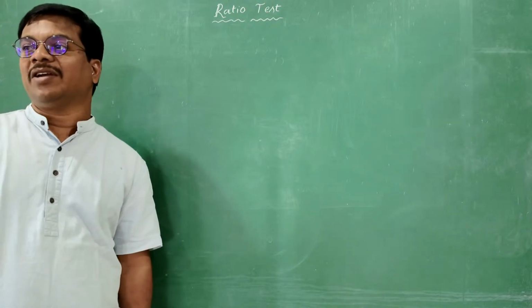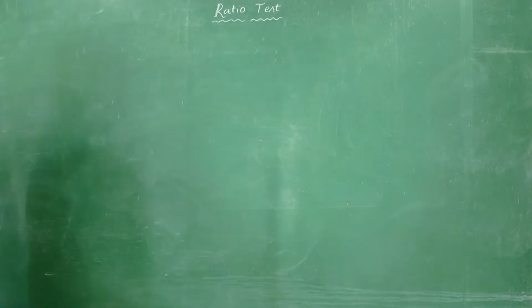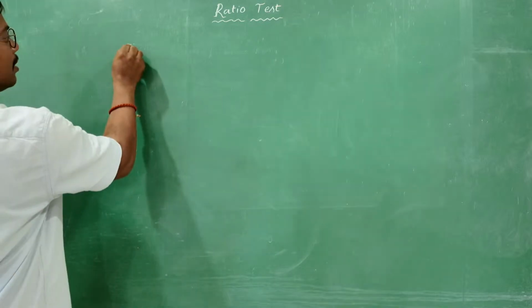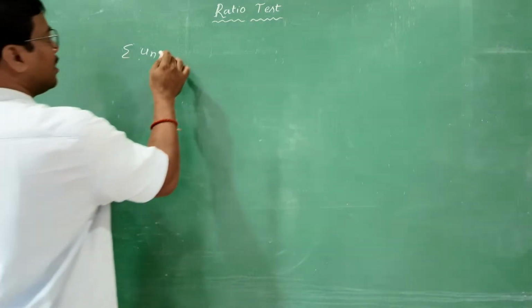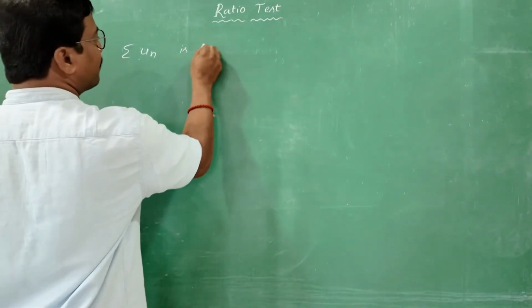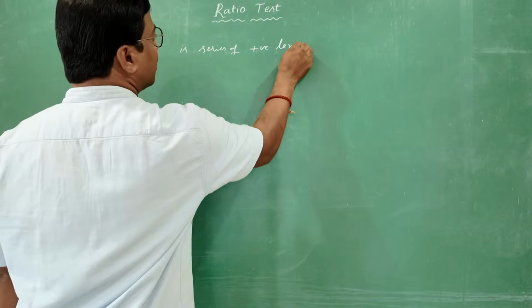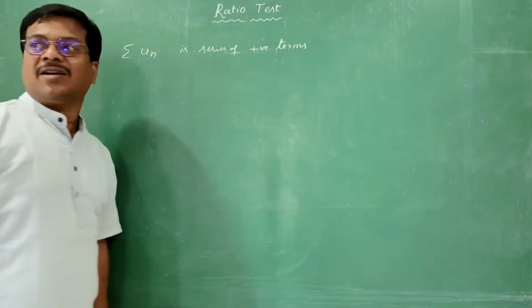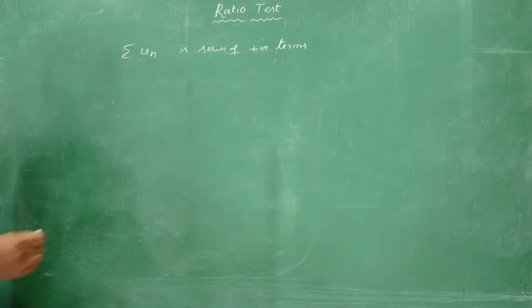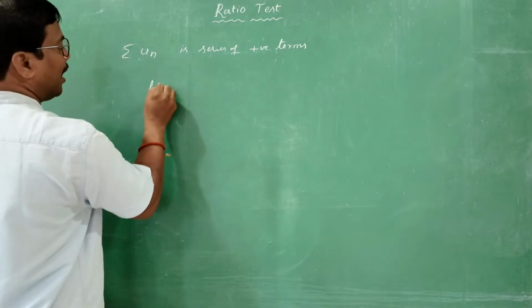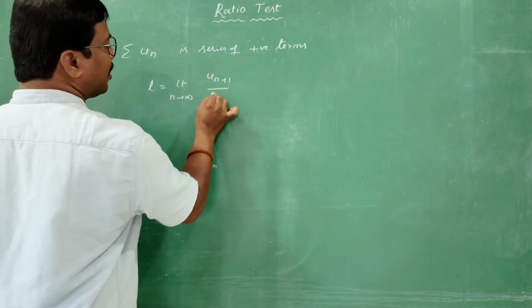Today we are going to discuss D'Alembert's ratio test. Suppose that summation un is a series of positive terms. Then to check the nature of the series, that is, to check the convergence or divergence, first we need to find the limit value L, that is, limit n tends to infinity of un plus 1 by un.